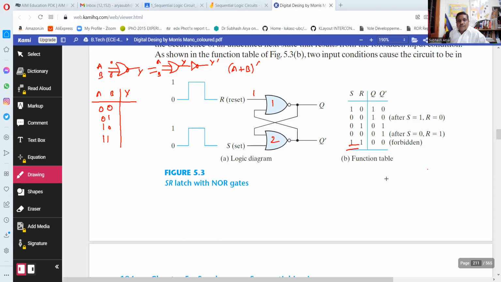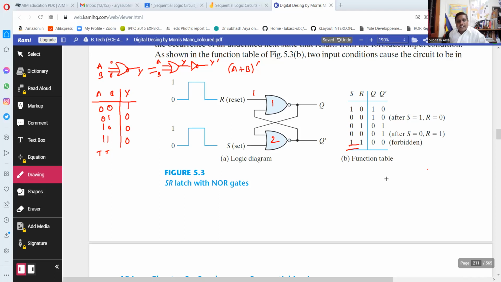So 0 plus 0 will be 0, and complement of 0 will be 1. 0 plus 1 will be 1, and complement of 1 will be 0. 1 plus 0 will be 1, and complement of 1 will be 0. Here 1 plus 1 will be 1. This is not algebraic, this is logical. So 1 plus 1 will be 1, and complement of 1 will be 0.